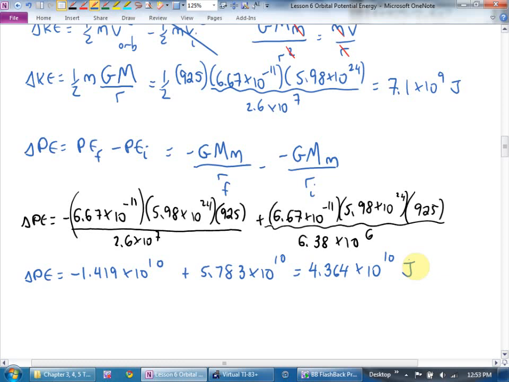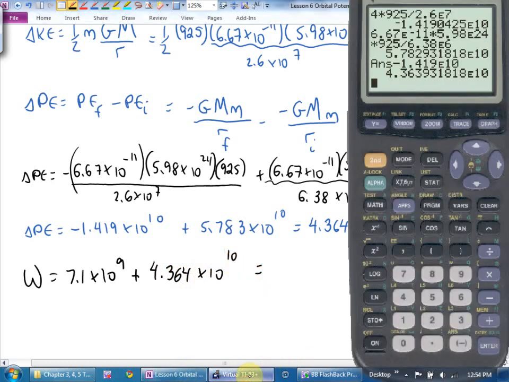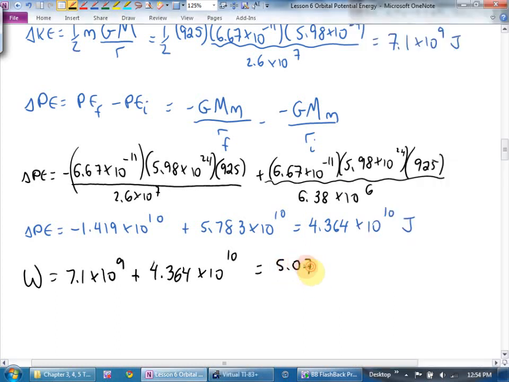We're not done. This question wanted us to find the work. Darn right, Taylor says we're going to add them. Absolutely. 7.1 times 10 to the 9th plus 4.364 times 10 to the 10th. Thankfully, I got that number in my calculator still. Plus 7.1 times 10 to the 9th equals 5.07 times 10 to the 10th joules. So what is that? 5, 1, 2, 3, 4, 5, 6, 7, 8, 9, 10. 50,700,000,000 joules of energy. And I got to be honest, a 925-kilogram satellite, that's a pretty small one.